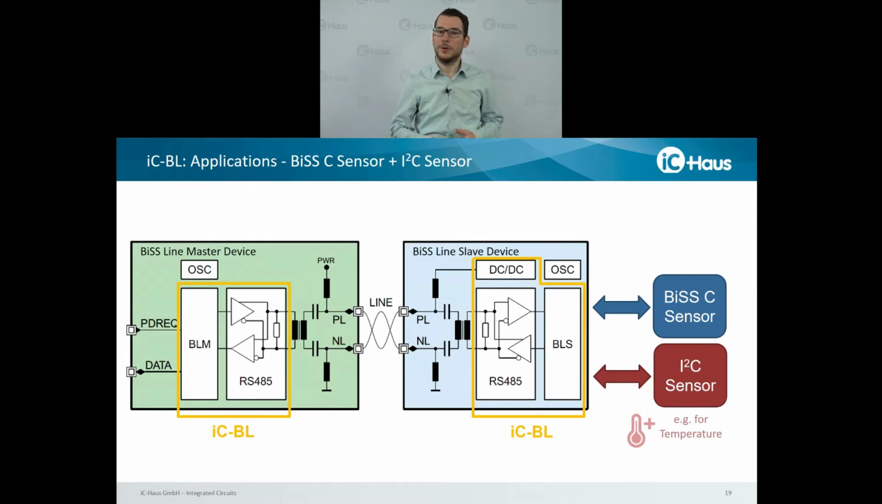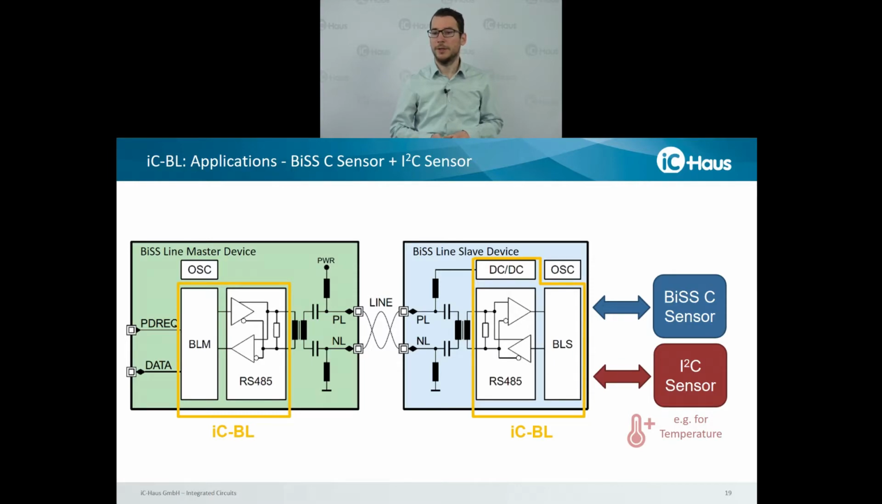Let's take a closer look at possible applications using iC-BL. On the left side, you can see the BiSS Line master device in green, which contains iC-BL, an oscillator, and additional components for the modulation of the power and data signal. On the right side, in blue, you can see the BiSS Line slave device, which also contains an iC-BL, an oscillator, and the coupling elements for the demodulation.